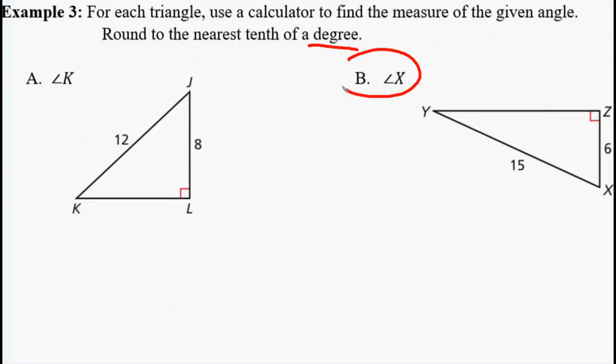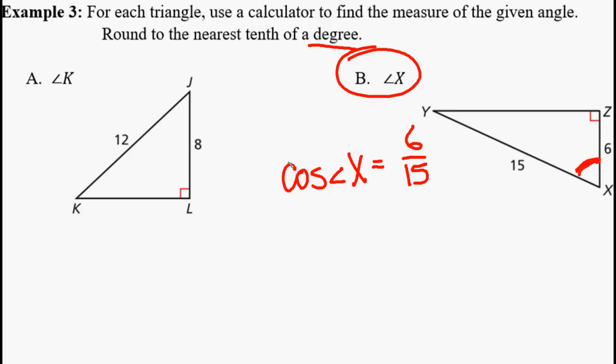Letter B. Now we're down here at angle X. From angle X's perspective, we have the adjacent side 6, and we have the hypotenuse 15. So what trig function deals with adjacents and hypotenuse? That's going to be cos. The cos of angle X is equal to 6 over 15.